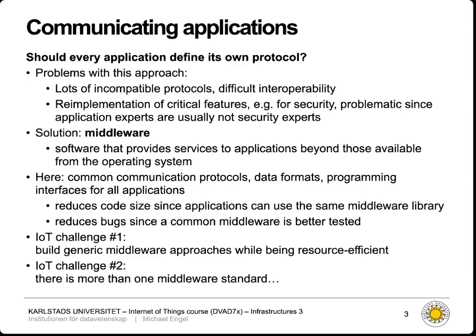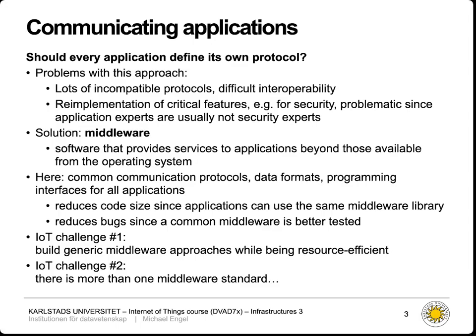And this is very useful because it helps to reduce the code size for applications. So if we have multiple IoT applications running on one node, they can all make use of the same library of middleware components, for example. So we only have to have one copy. And if we have one copy, we don't have to care about version differences between different versions of libraries, for example. And in turn, this reduces bugs because a commonly used middleware library is going to be tested more thoroughly, and is probably going to have fewer bugs than if you would write something from scratch for each of your applications.